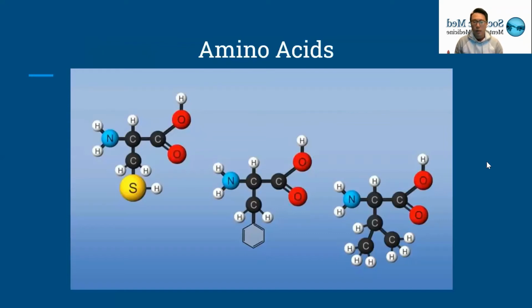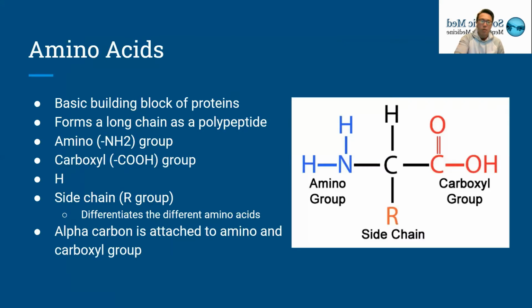So first off, I'm going to go over the amino acids. Amino acids are the basic building blocks of proteins. Each one combined in a chain will produce a specific protein. When you combine a long chain of them through peptide bonds, they form a polypeptide.